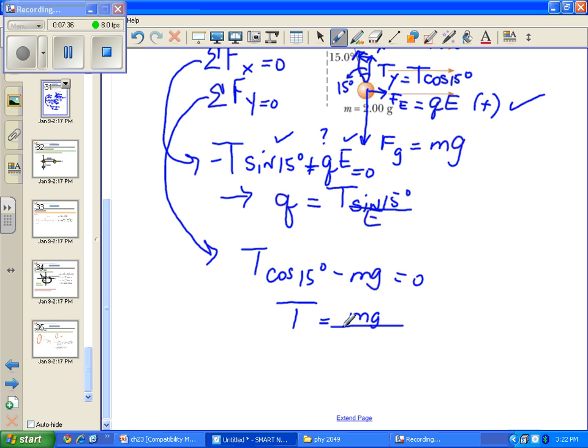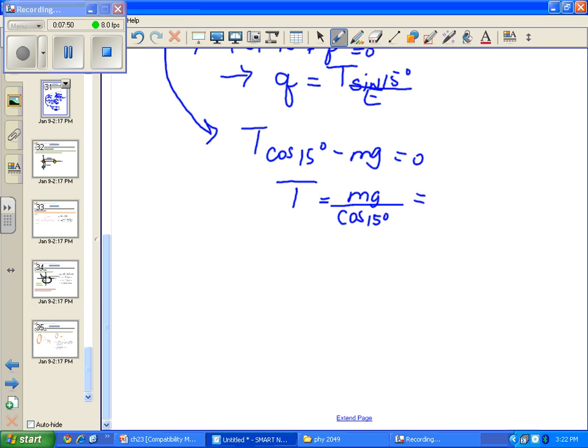That gives us T equals mg. Now I'm going to divide by cosine of 15, so I can actually get a value for T. And as soon as I do have a value for T, I'm going to plug it into the Q expression so I can actually solve for Q. Well, I'm going to plug in all my numbers. 2e to the minus 3 kilograms times 9.8 divided by the cosine of 15 degrees, and I get 0.0203 newtons, provided I have not made a calculator error.